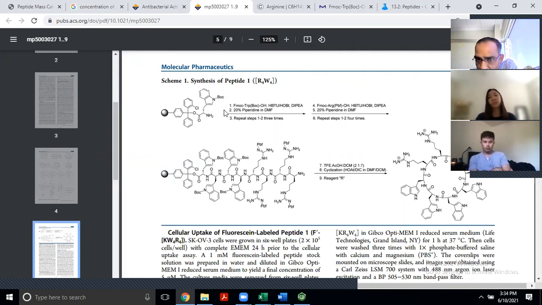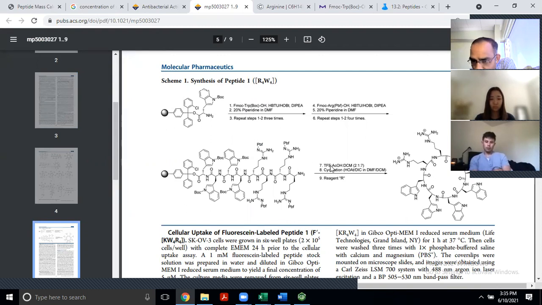And I will react this free amino group with Fmoc-Trp-OH. What is the meaning of OH? Hydroxyl group? Carboxylic acid group. OH means carboxylic group. So this carboxylic acid group will react with the amino group to make a bond. Then we will remove Fmoc. If we remove Fmoc, what will we get? Free amine. Got it? And that free amine will react with the carboxylic acid group of the next amino acid, and the chain will grow like this.